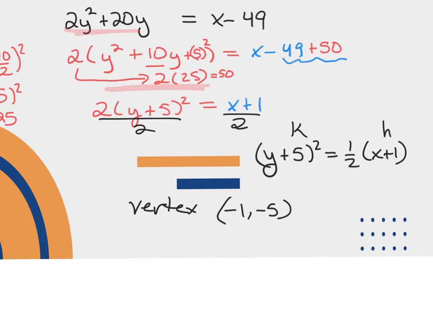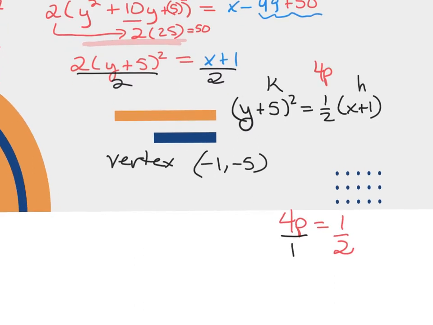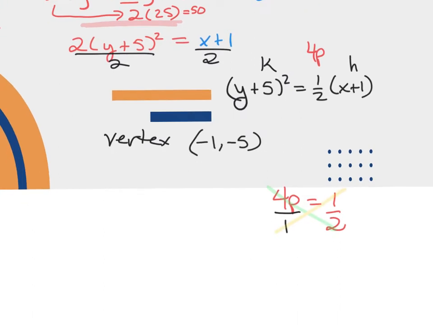I now need to calculate the value of P. Remember right here, this 1/2 is equal to 4P. So I'm going to do 4P equals 1/2. Whenever my 4P equals a fraction, I like to solve this as a proportion. So I could add a 1 here. And then I can multiply and do the cross products. It doesn't matter how you solve for P. If you'd rather divide by 4, that's fine as well. So I end up with 8P equals 1. Divide by 8, and my P value is 1/8.